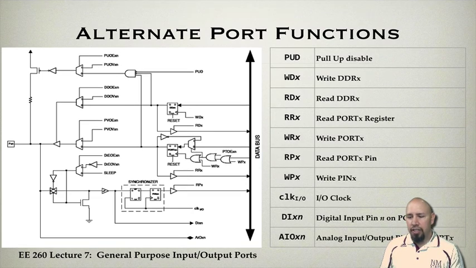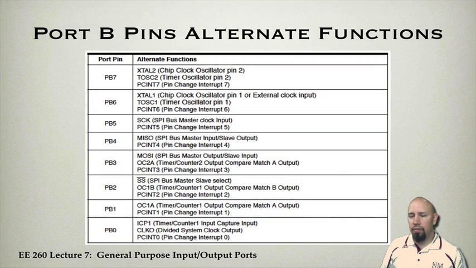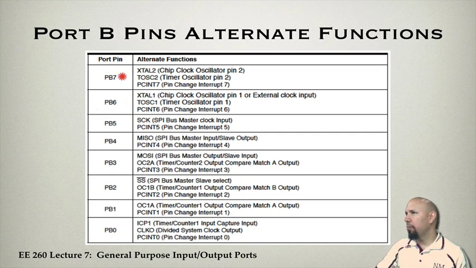So what are some of these alternate functions that we're talking about here? What are the different applications of each pin? We've seen in our little block diagram the layout for these alternate functions, but let's see what they're actually doing. We'll start with port B first. Here are the different pins for port B. For port B, pin 7, we can connect to the crystal, the clock chip oscillator pin 2. The clock chip oscillator has various pins, pin 2. There's a timer oscillator with pin 2. And there's also pin change interrupt number 7.